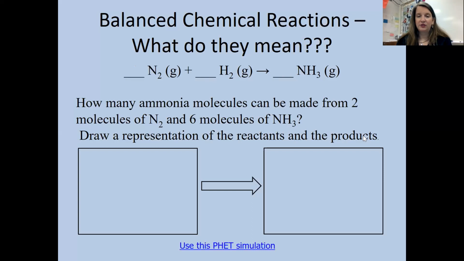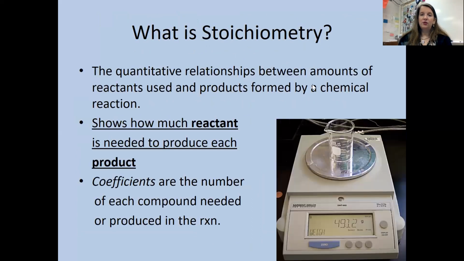Stop sharing this. Go back to the PowerPoint here. And so we did this one already. So that ratio of reactants to products is called stoichiometry. We're quantifying the amount of reactants and products we have.